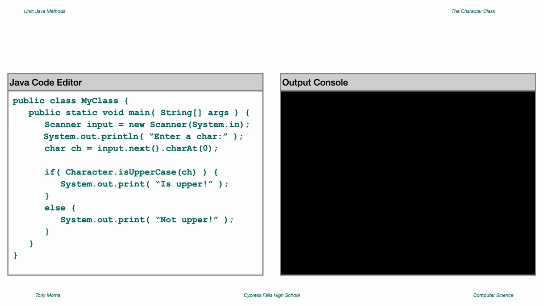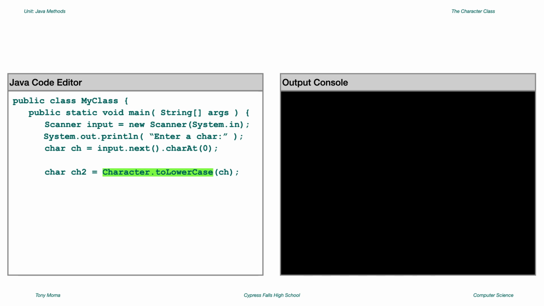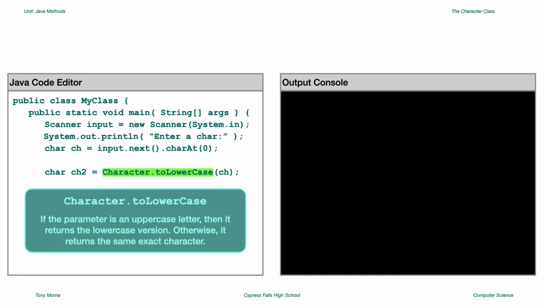So, now that we've seen several ways that the Character class can be used to determine the property of a character, now we're going to explore a couple ways the Character class can be used to change the property of a character. For example, the Character.toLowerCase method. What it does is, if the parameter is an uppercase letter, it'll return the lowercase version of that letter. If not, it'll just return the same exact character.